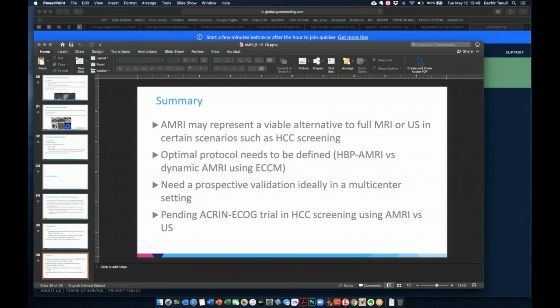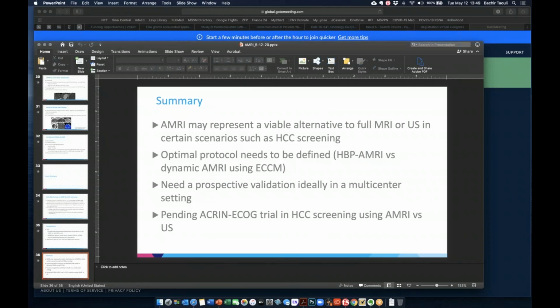What's the frequency of doing completed MR protocols for further characterization of observations detected on screening MR? Okay, so let me repeat the question. What is the frequency of doing the recall full MRI, correct?